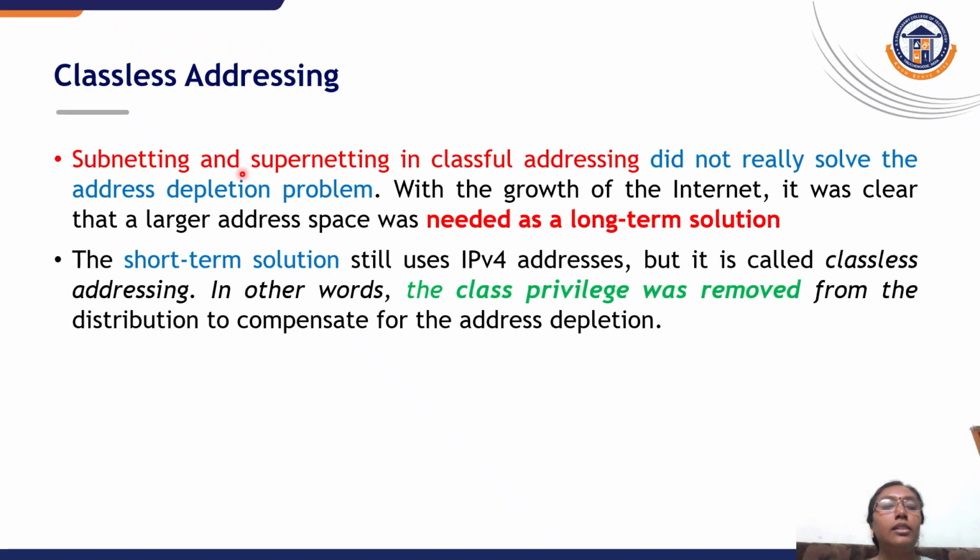Subnetting and supernetting in classful addressing did not really solve the address depletion problem. So with the growth of the internet, we need a larger address space as the long-term solution. But the short-term solution still uses IPv4 addresses, called classless addressing, where the class privilege was removed.